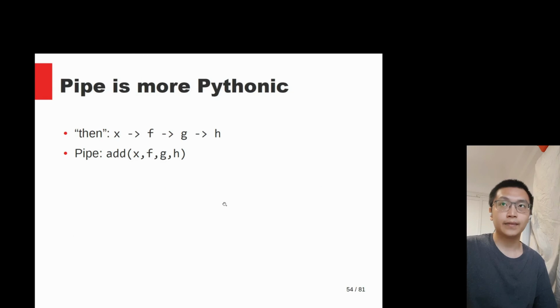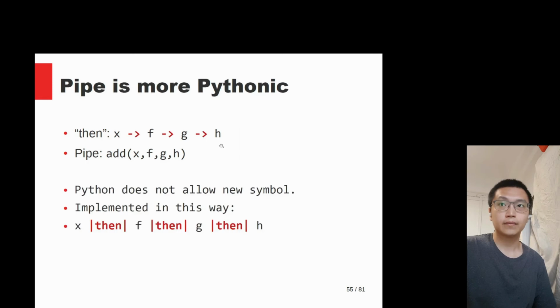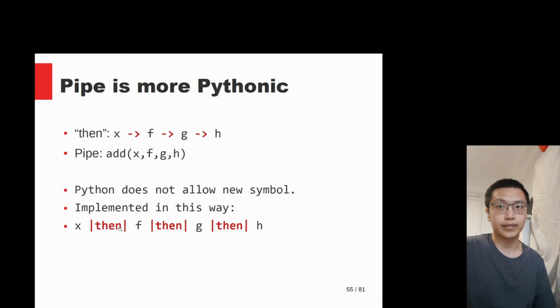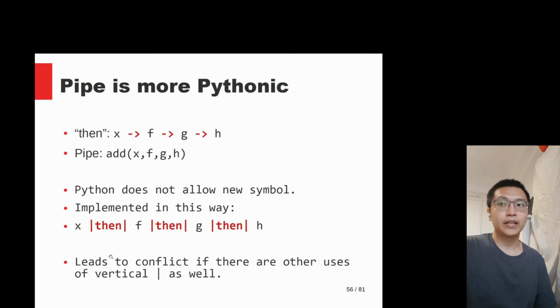But on the other hand, the pipe notation is much more Pythonic. Because Python doesn't allow me to create new symbols, I have to implement it in this following way. I have to create these arrows by using the then notation over here. This could potentially lead to problems if there are other Python packages that use this vertical line as well. That could potentially be an issue if other packages also use this vertical line, which conflicts with the then notation.